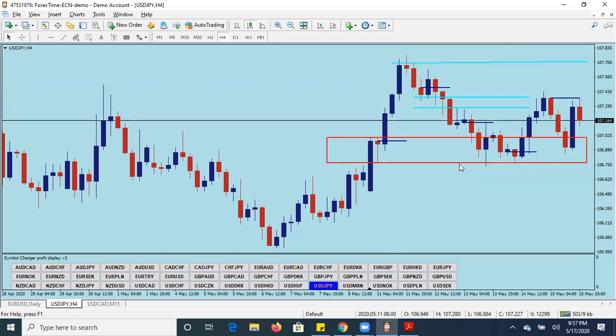Now, so what do we do now? We actually want to wait rather than put our sell limit. We actually want to wait to see what price will do at that weak order block. And whatever price does there might give us a reason to frame a buy entry, right?